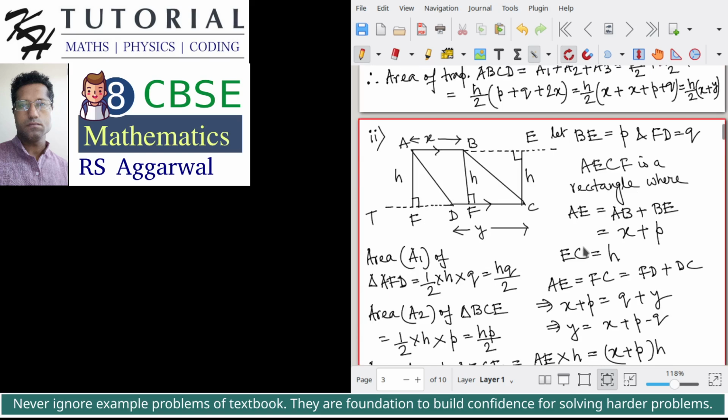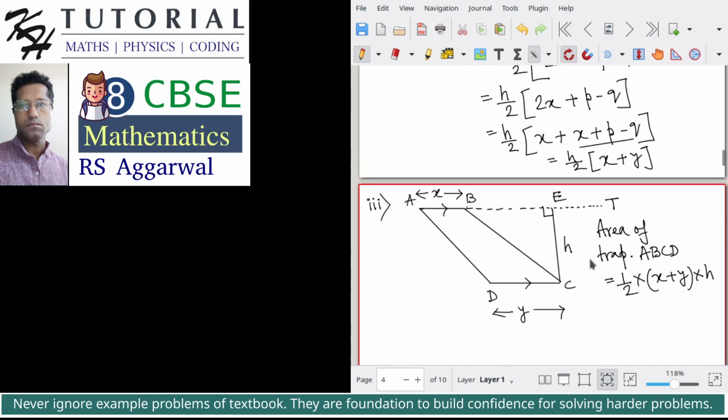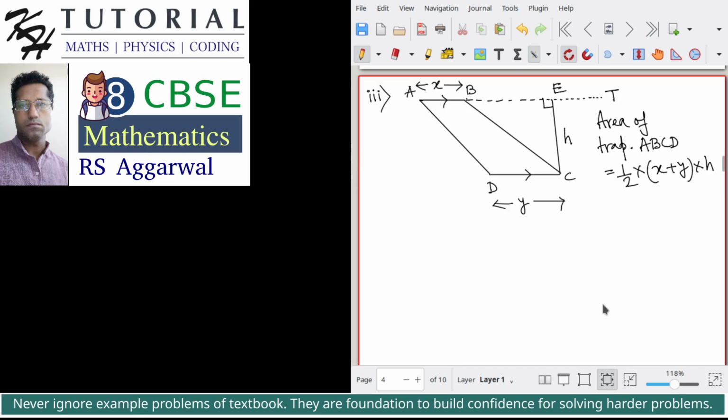In figure 2, the perpendicular from B to DC was inside the trapezium, but for this trapezium, both the perpendiculars from A and B on the side DC are outside the trapezium. So how will you prove that the area of the trapezium is still half into X plus Y multiplied by H, where H is the altitude? Please try to do this proof yourself.